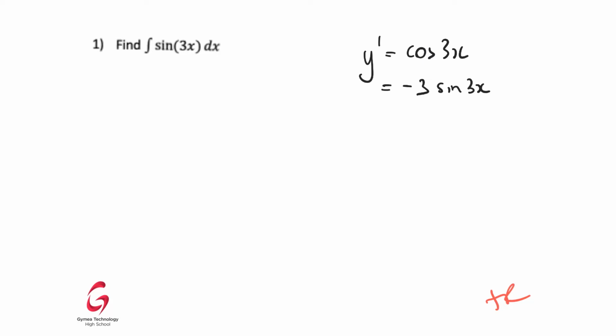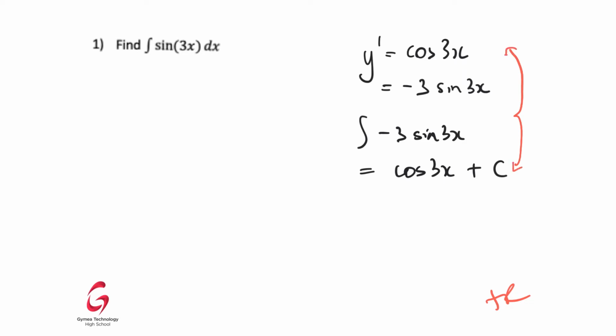Now, because we're going up or down the chain, or opposites of each other, that means the antiderivative of negative 3 sine 3x is equal to cos 3x plus c. Hopefully you can see that by working up and down the chain, you're going between the same function. It's just that when we integrate, we've got to say there could be a constant tacked off the end that's being absorbed.